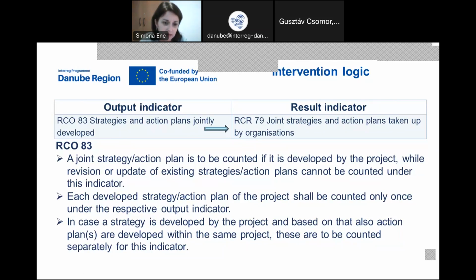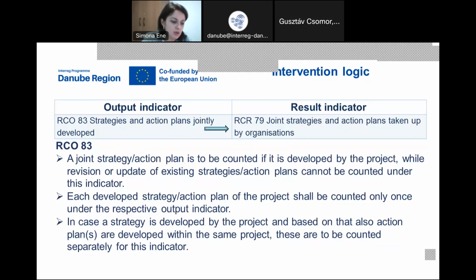It doesn't mean that there cannot be an activity that is doing a revision, in case the project has a focus to develop, for example, a solution and other elements, not the strategy itself. So revision is possible, but this revision should never be linked to the output strategy. In case a strategy is developed by the project and based on that also the action plans are developed within the same project, these are to be counted separately for this indicator.